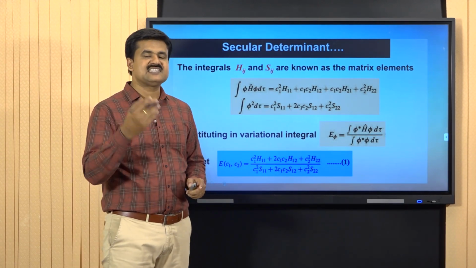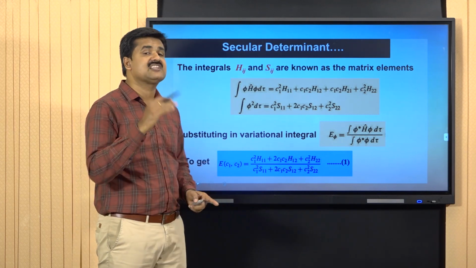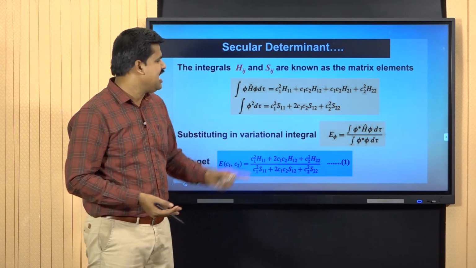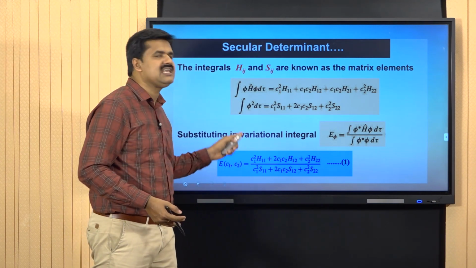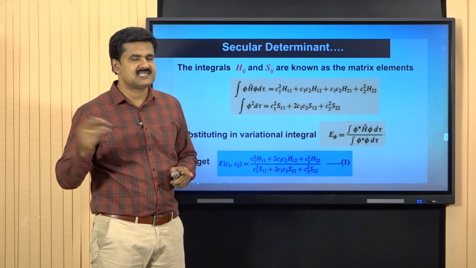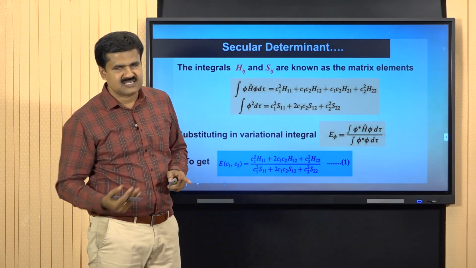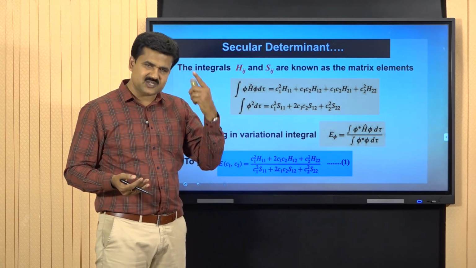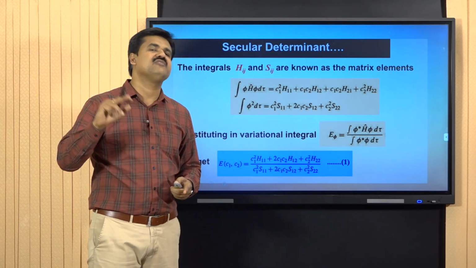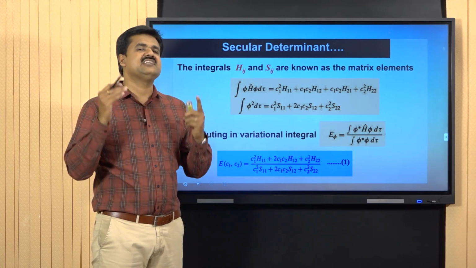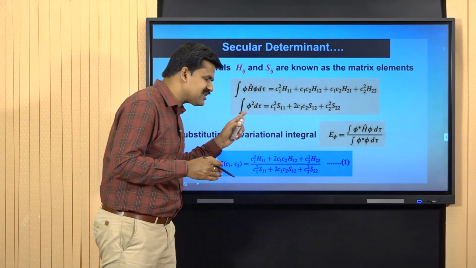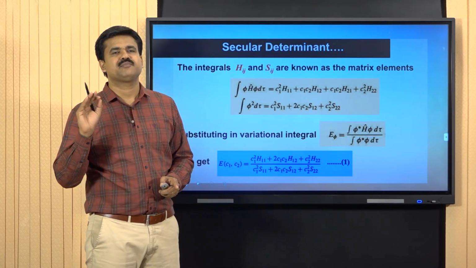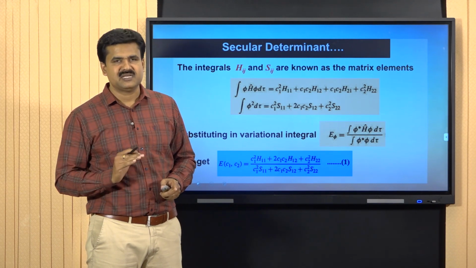As a further procedure, we have to minimize this energy with respect to each variational parameter, say C1 and C2. For that, I have to differentiate this energy with respect to C1 and equate it to 0 and evaluate the value of C1. Similarly, I have to differentiate this energy expression with respect to C2, equate it to 0, and evaluate C2. Then the determined C1 and C2 must be substituted here to get the minimum energy associated with the system, as is the procedure in the variation method.